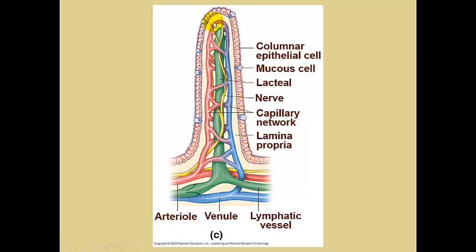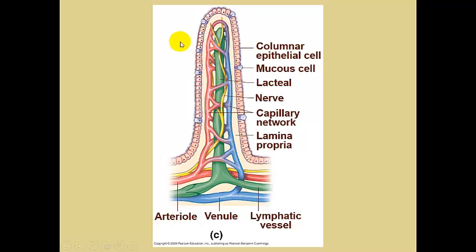Then within the villi, in the lamina propria, we see capillaries. And the big green thing is called a lacteal. It's part of the lymphatic system, a lymphatic capillary. And the yellow thing is a nerve, which we don't really have to focus on at this point, but it does have a nerve inside of a villus.